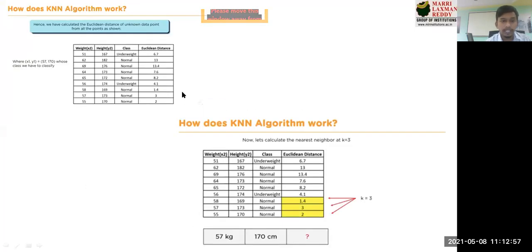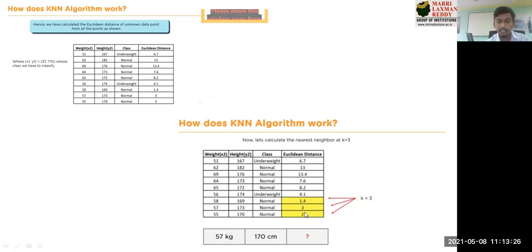You can see here the tabulated values indicate the Euclidean distance value for each and every row. We have computed the values: 6.7, 13, 13.4, and likewise the complete table of values indicates the Euclidean distance values. From an examination point of view, you need to calculate the Euclidean distance for every point, tabulate it like this, and show it in detail.